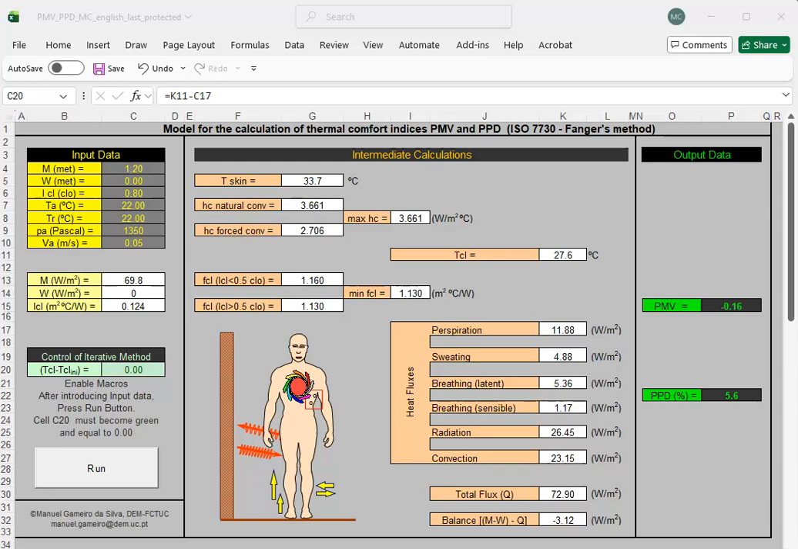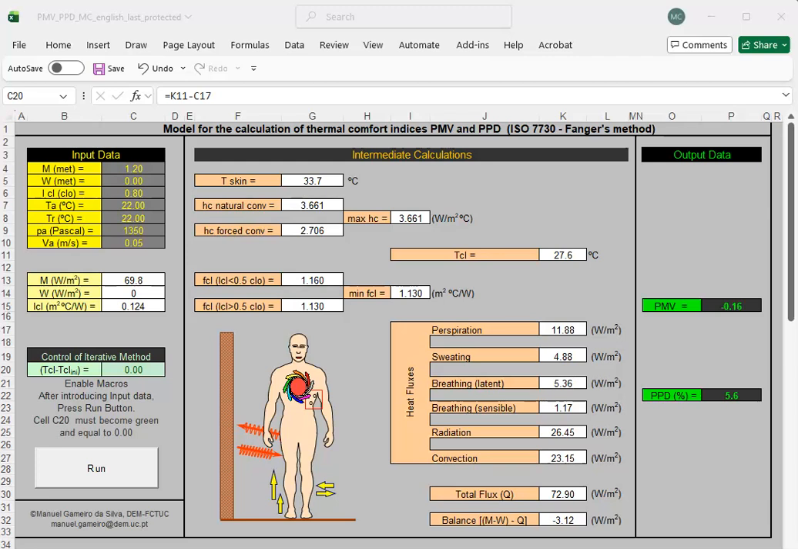These are two indices that were developed by Professor Fanger during his PhD thesis conducted in the Technical University of Denmark in the 1970s. And this was adopted as an evaluation method by the ISO 7730 standard. And it's one of the most used ways of evaluating thermal comfort.